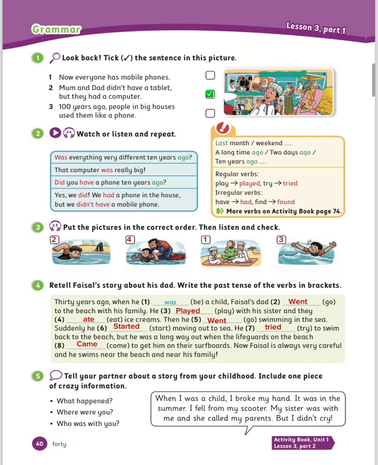Exercise number 5. Tell your partner about a story from your childhood. Include one piece of crazy information. Like the example in the books. Like what happened, where were you, who was with you.